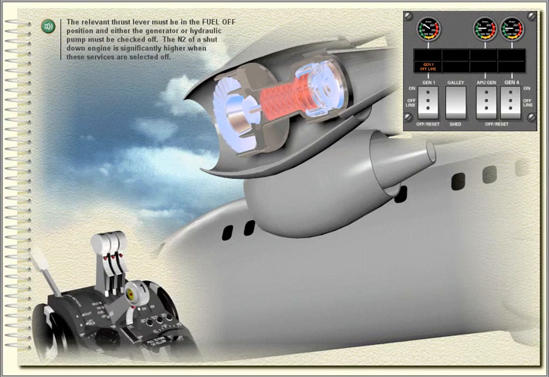The relevant thrust lever must be in the fuel off position, and either the generator or hydraulic pump must be checked off. The N2 of a shutdown engine is significantly higher when these services are selected off.